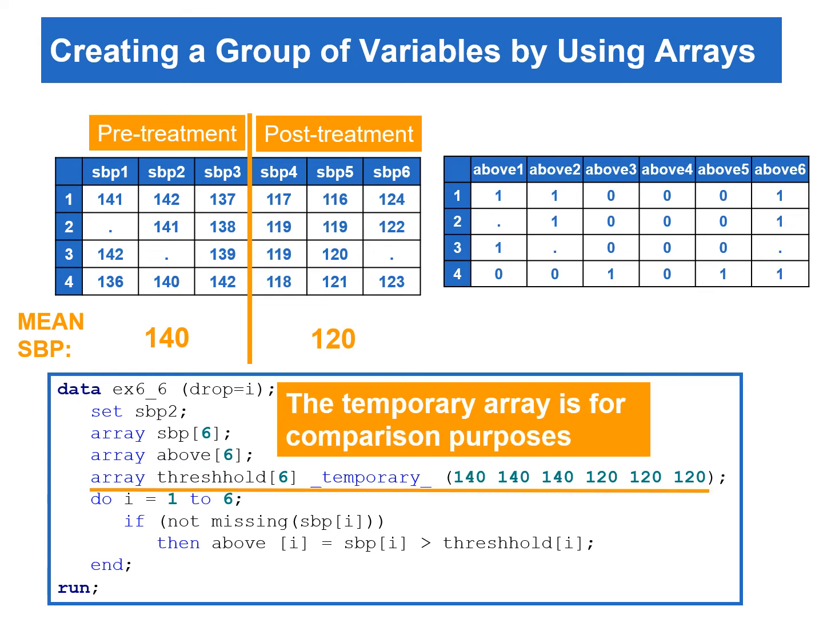The third array statement creates temporary data elements that are used only for comparison purposes. These array elements are initialized with 6 values. The first 3 values are the average SBP values for the pre-treatment measurements, and the last 3 values are the average SBP for the measurements after the treatments. The if-then statement within the iterative do loop is to compare each element in the SBP array with each element in the threshold array to assign values to the elements in the above array.